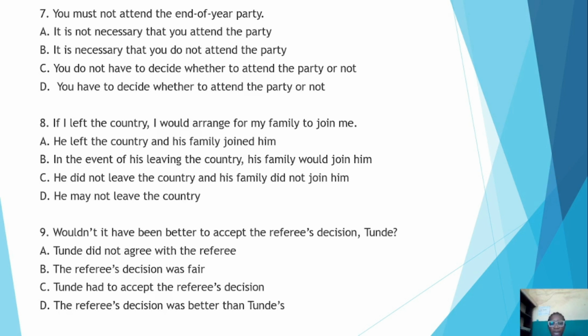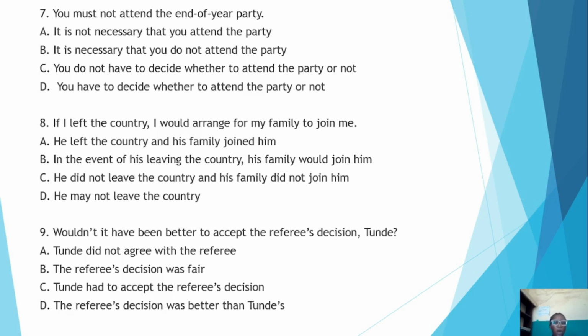Option A, he left the country and his family joined him. Option B, in the event of leaving the country, his family would join him. Option C, he did not leave the country and his family did not join him. Option D, he may not leave the country. The correct option here is option B. In the event of his leaving the country, his family would join him. What this simply means, he's telling us what he would do if he leaves the country. So if he leaves the country, his family would join him.